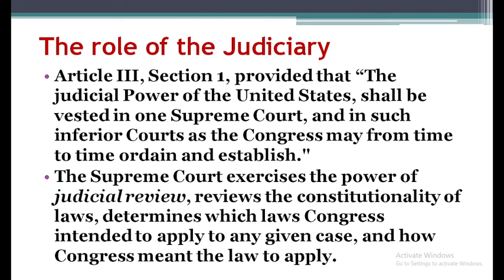Article 3, Section 1 provides that the judicial power of the United States shall be vested in one Supreme Court and in such inferior courts as the Congress may from time to time ordain and establish. The Supreme Court exercises the power of judicial review, reviews the constitutionality of laws, determines which laws Congress intended to apply to any given cases, and how Congress meant the law to apply.